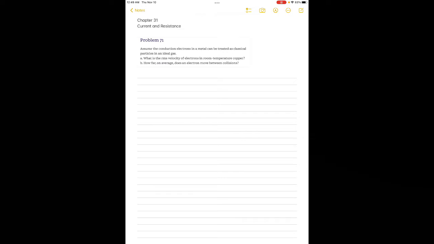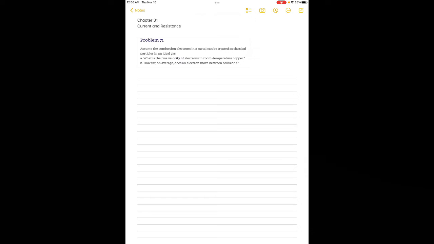So it says, assume the conduction of electrons in a metal can be treated as classical particles in an ideal gas. What is the root mean square velocity of electrons in room temperature copper? And how far on average does an electron move between collisions?